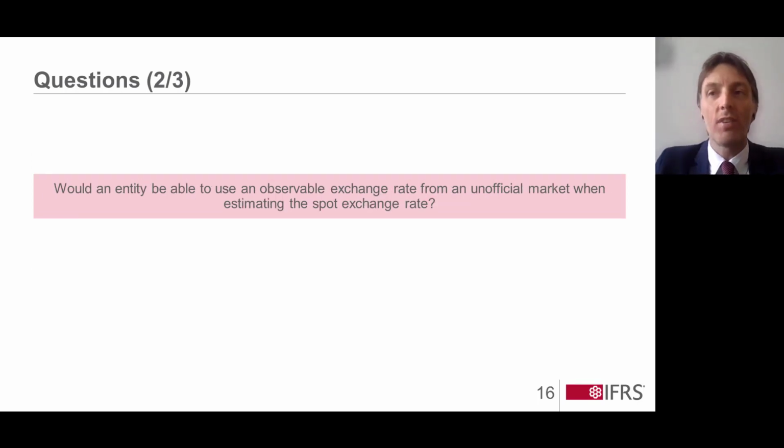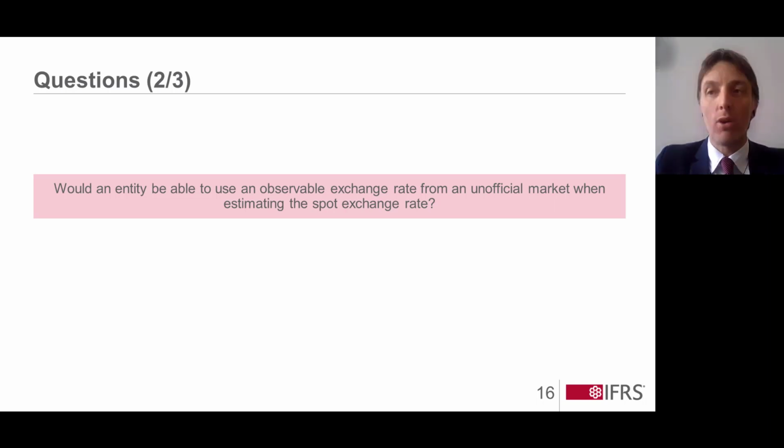Thank you, Tadeu. Another question that has come up relates to the existence of a parallel or unofficial market. As the board has observed, when there are restrictions on the exchangeability of one currency into another, there are often unofficial markets through which a company might be able to obtain the other currency. The proposals say that when a company assesses exchangeability between two currencies, it will not be able to consider such a market if an exchange transaction in that market will not create enforceable rights and obligations.